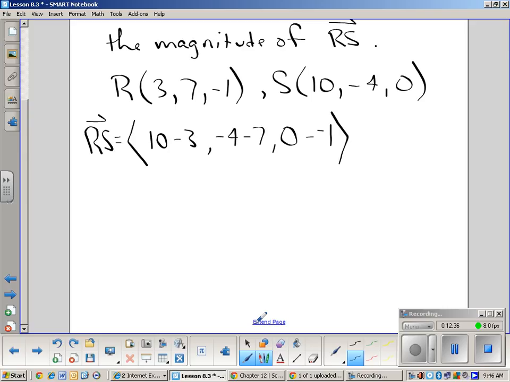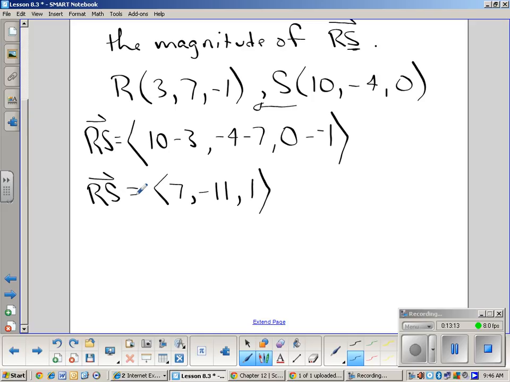It's the terminal. Terminal is decided by this. It's the second point in our vector, the way it's written. That's the terminal point. So it's the terminal minus the initial. Okay? And so 10 minus 3 is 7. Negative 4 minus 7 is negative 11. And 0 minus negative 1 is a positive 1. And so this is my vector, represented as an ordered triple, with our vector symbols, not just regular parentheses.